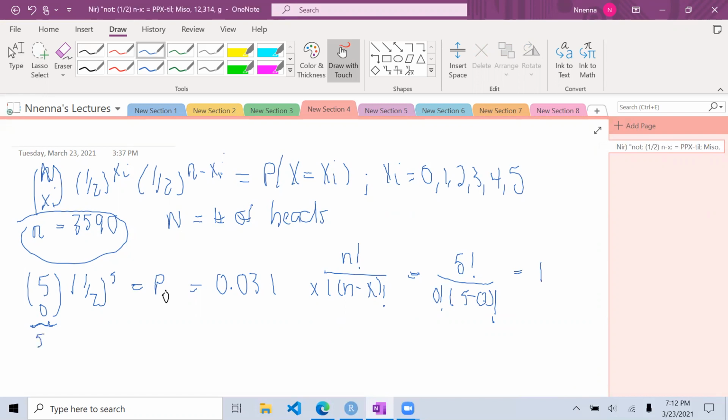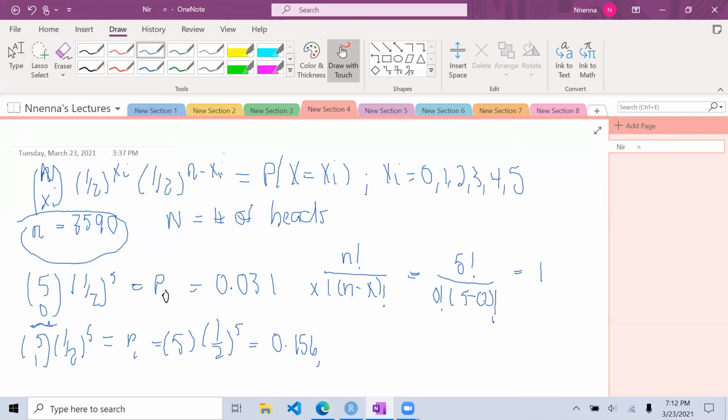So now when you have 5 choose 1 times 1/2 to the 5, because again 1 minus 1/2 is 1/2, it's symmetric. This ends up being 5 times 1/2 to the power of 5, and that's going to give us 0.156. And then I'm going to have 5 choose 2 times 1/2 to the power of 5. So it's going to be P2.